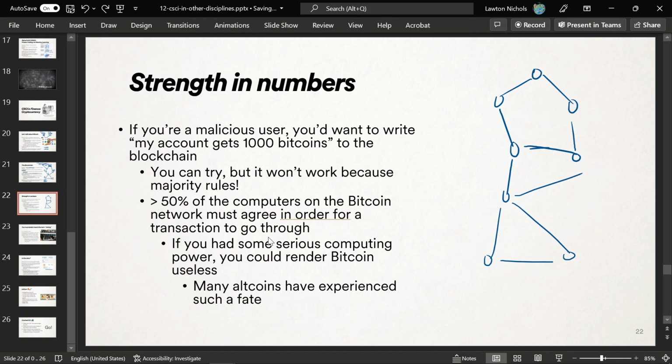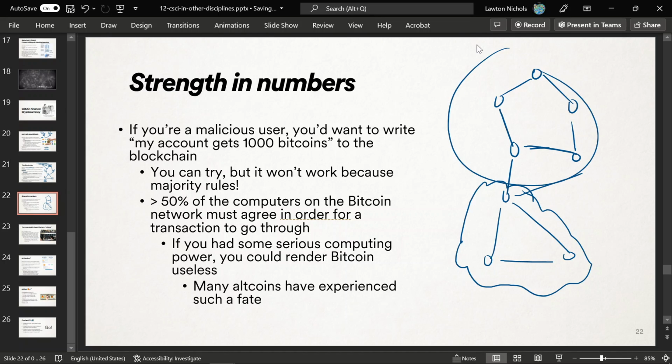Okay? So you on your own end trying to say, I would like to get 1,000 Bitcoins, and maybe you have like 3 computers all connected to the network, all trying to agree with that. Well, the rest of the network is huge, right? And they're not going to agree with you. So that is going to stall your dreams to steal Bitcoins, unfortunately.